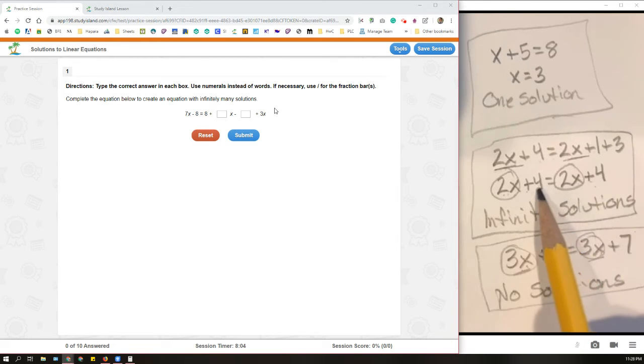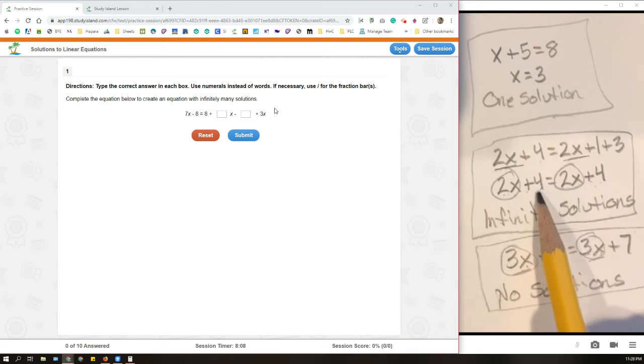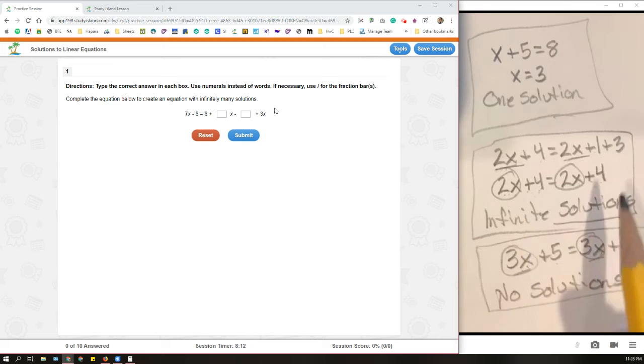If the amount that's left on both sides, when the x's cancel each other out, is the same, then you're going to get infinite solutions. But if the amount that's left on both sides after the x's cancel each other out is different, you're going to get no solutions. So let's go ahead and do some problems, and let's use that knowledge to do it.